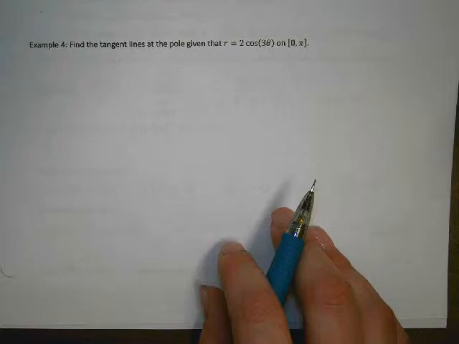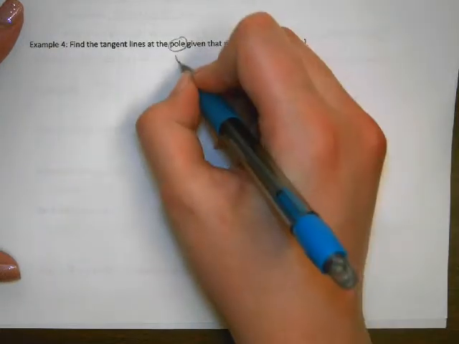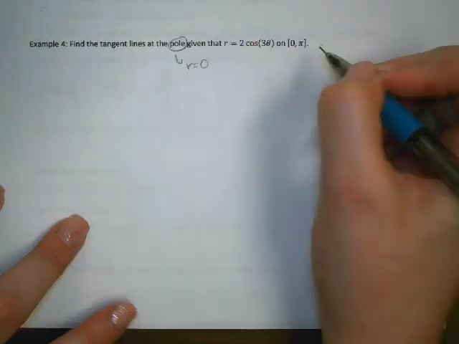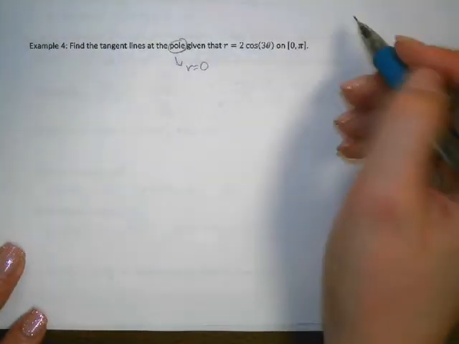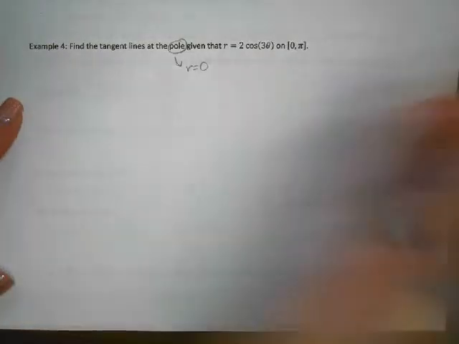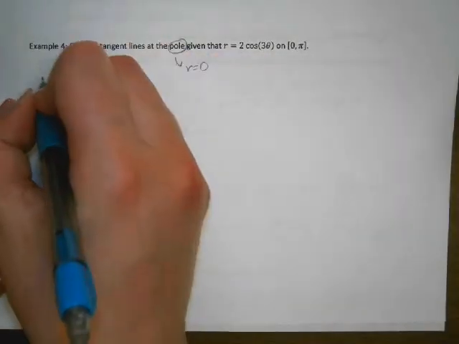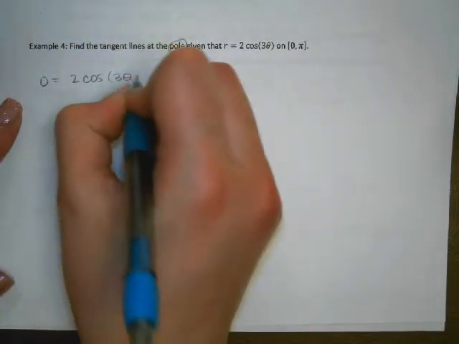So it says find the tangent lines at the pole. And if you guys remember, the pole is the same thing as the origin, so this is the point (0, 0), but this means specifically that the r value is 0. And they're giving us this polar equation on 0 to pi. So I'm going to go ahead and take r and set it equal to 0, so that means that I have 0 equals 2 cos of 3 theta.